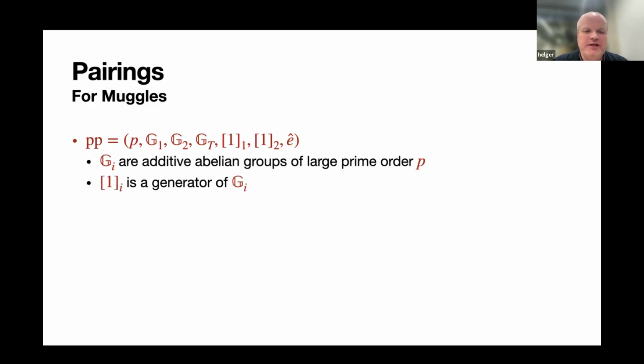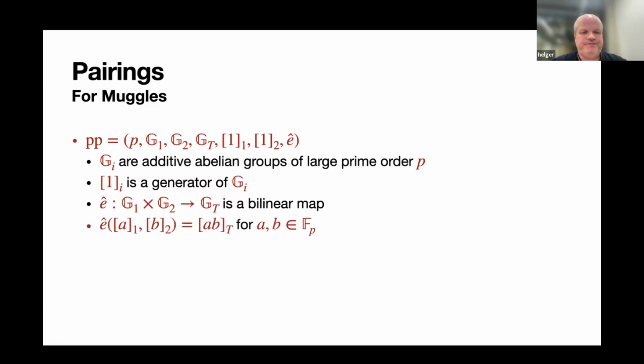Then you have generators of G1 and G2. And then you have a pairing, which is a bilinear map from G1 times G2 to GT. The bilinearity means, yeah, it's bilinear. So e(A·1, B·2) gives you A times B in GT.